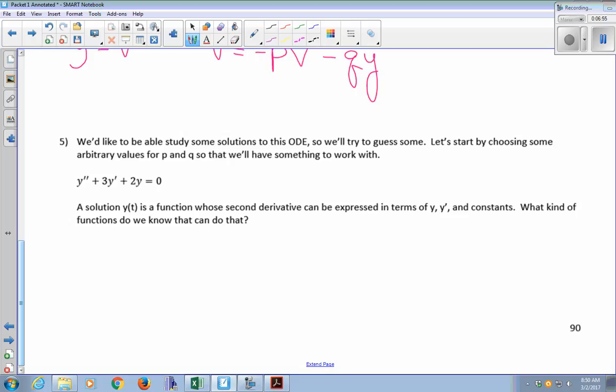Right? So those three things would have to be like terms. So what kind of function? The exponential. Yeah. So we're going to guess that my function y of t is some exponential e to the s t. And then I'm just going to plug into here to figure out what s has to be to make this true. So I'm going to do that on the next page. Y double prime plus 3y prime.